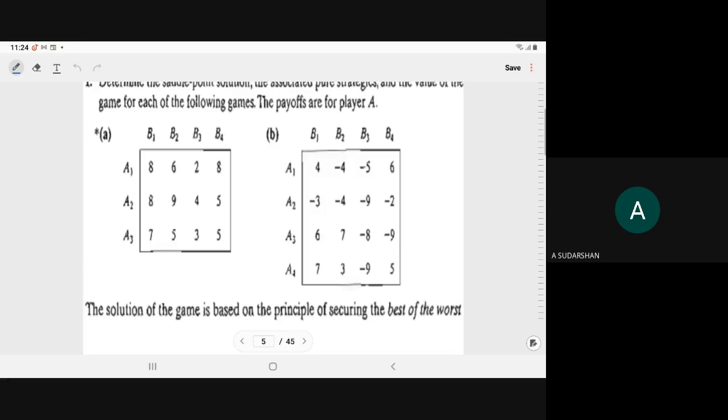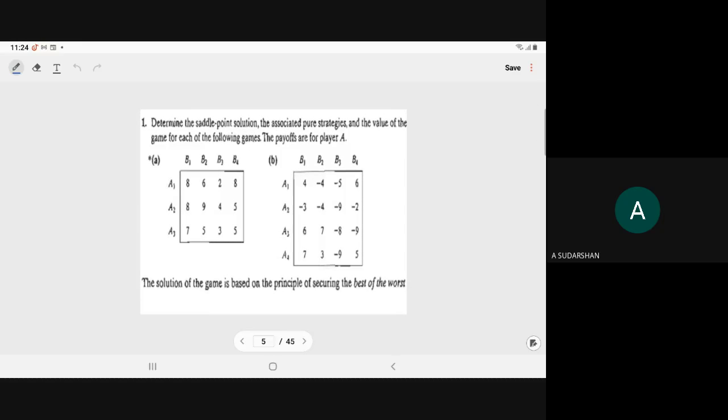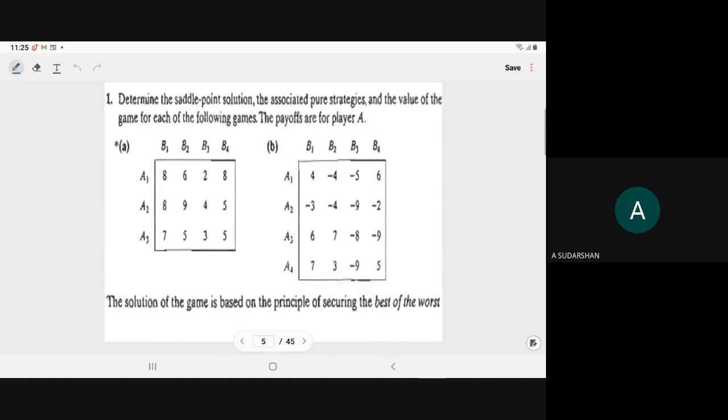So let us have this question. Determine the saddle point. Saddle point is the point where we have the unique solution. So the saddle point of the game problem is where we have the unique solution. Determine the saddle point solution, associated pure strategies, and value of the game for each of the following games. The payoff for player A is this. So this is the payoff matrix.